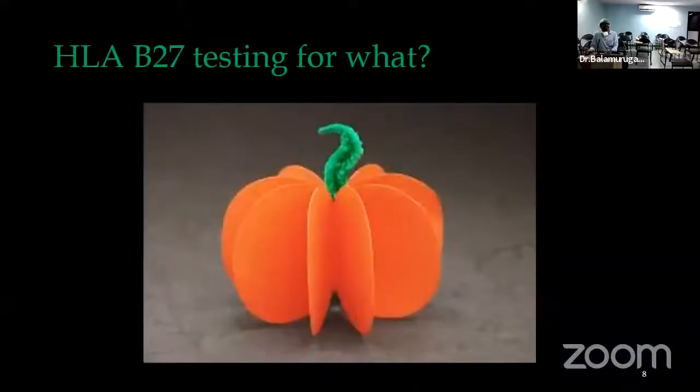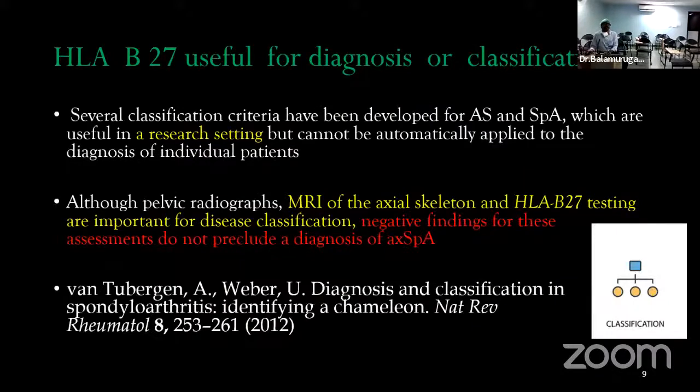To me, this test HLA B27 looks like a paper pumpkin. For what are we doing? Is it useful for diagnosis or classification? Several criteria are useful for research settings, not for clinical practice. MRI of the axial skeleton or HLA B27 are important for the classification of the disease, and negative findings do not preclude a diagnosis of spondyloarthritis.